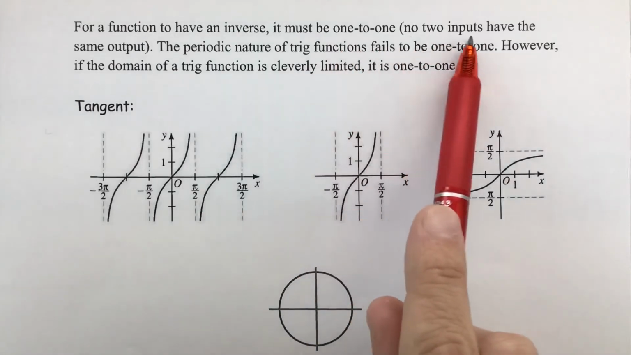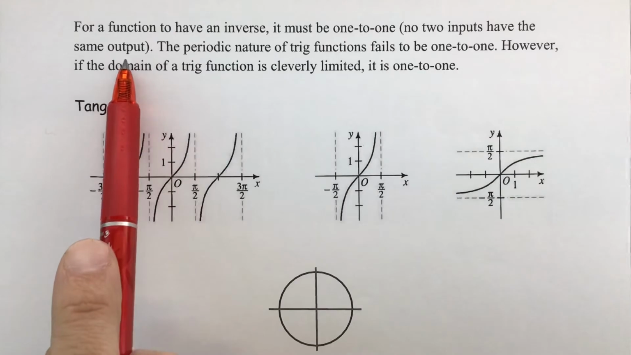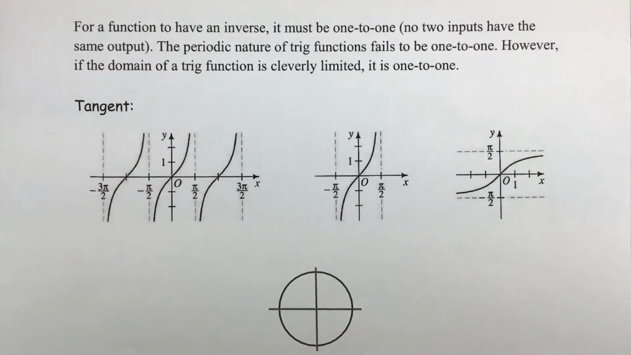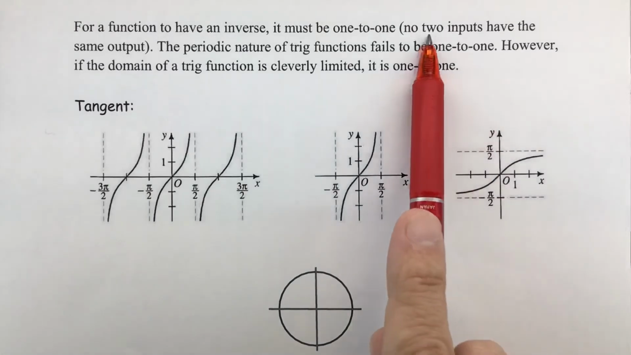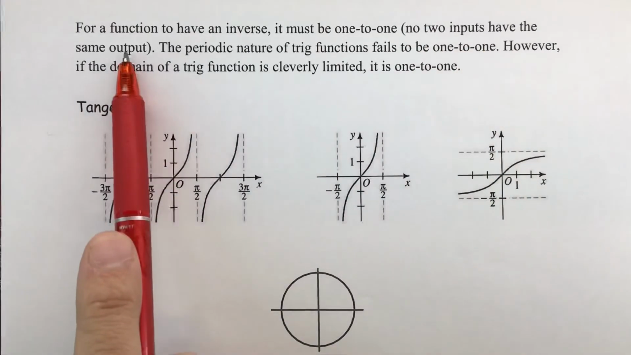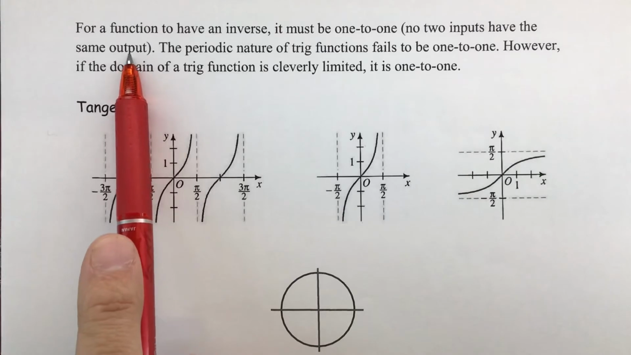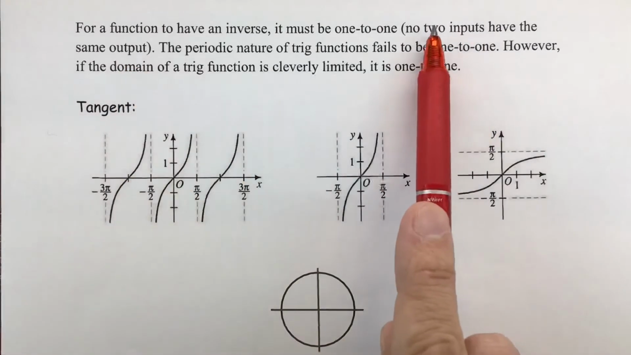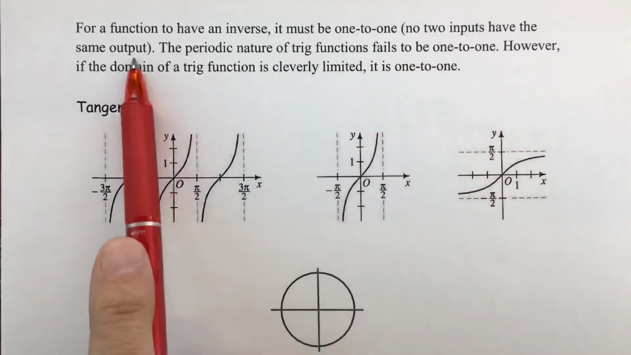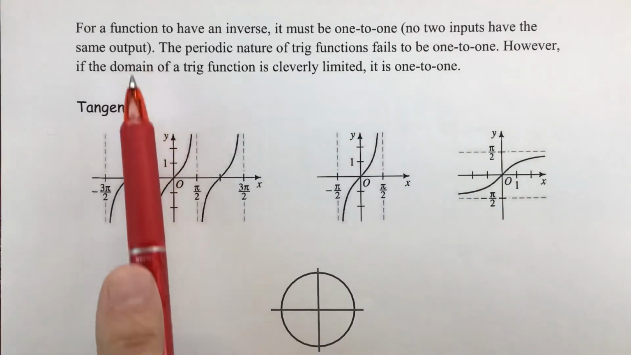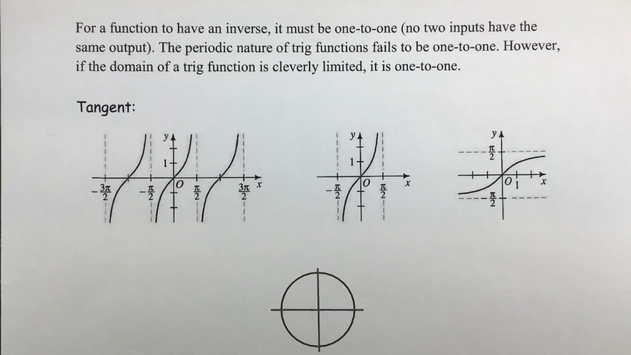1-to-1. No two inputs have the same output. Remember that with an inverse function, you would be taking an output from an original function and backtracking to get the inputs. Okay, we don't want to have multiple inputs have the same output. We want to be able to start with an output, put that into our inverse function, and know what we're going to get as a response. But if you have a lot of inputs that go to that output, you're going to get too many answers from that inverse, which means that it fails to be a function.